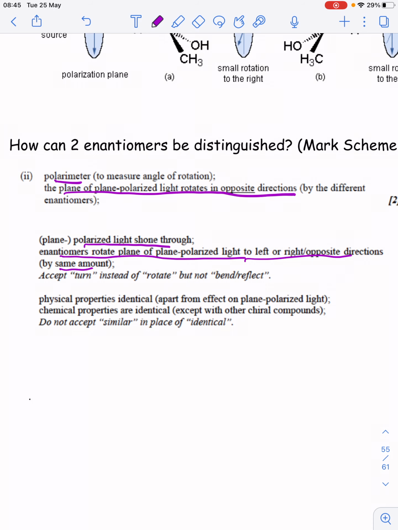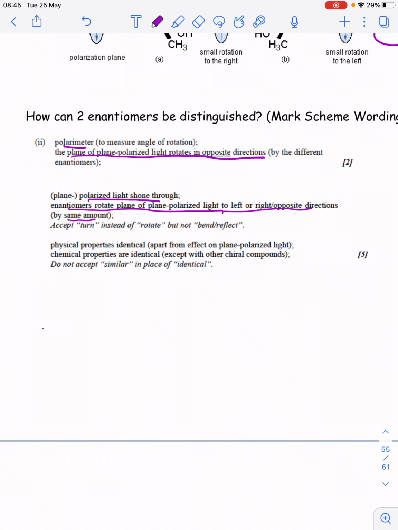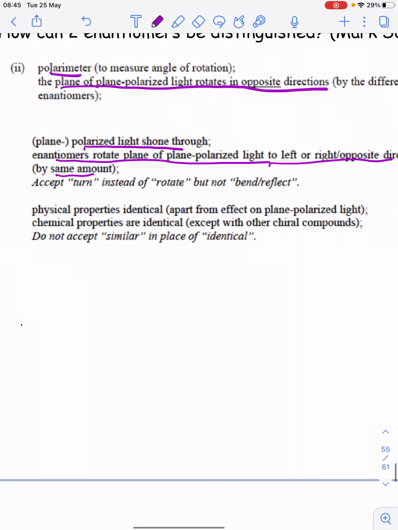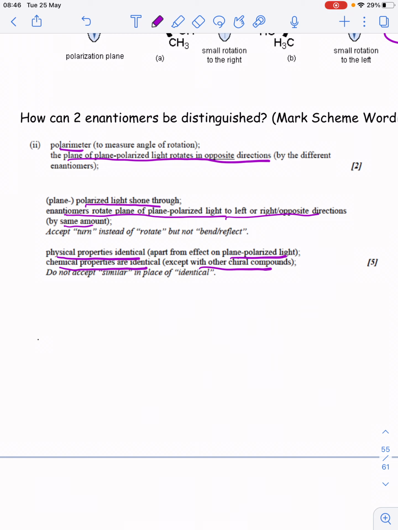So you can see pretty much the same mark scheme answers on two different tests, both of those worth 2 marks. At the bottom here would be a different question about enantiomers, which is that their physical properties are identical except for what they do to plane polarized light. And their chemical properties are identical except for with other chiral compounds. So that must have been a question that had to do with how do two enantiomers differ in their physical and chemical properties and how can you distinguish them.